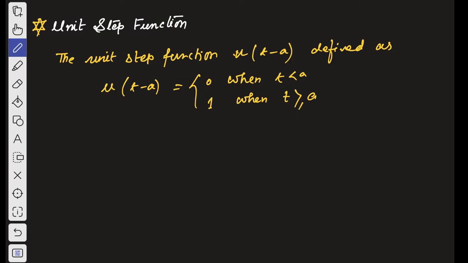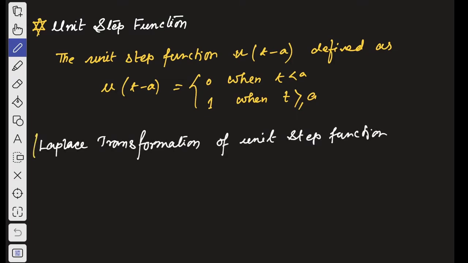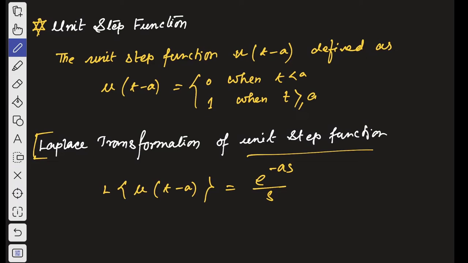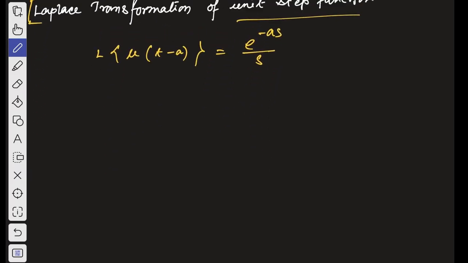Now the Laplace transformation of the unit step function is given by: Laplace transformation of u of t minus a is equal to e to the power minus as by s. Okay, so now let me show you how to prove this. Let us prove this.